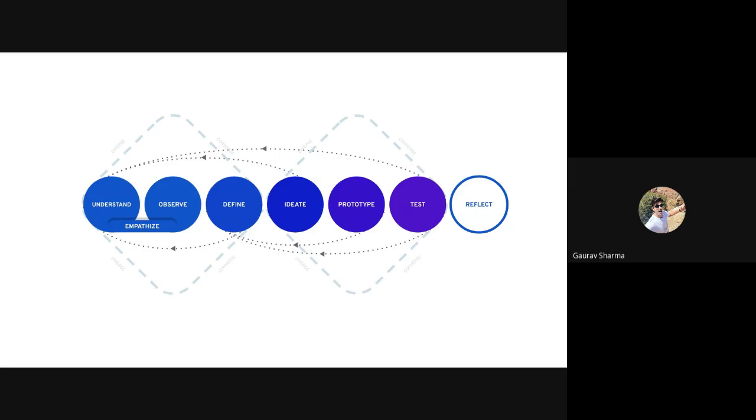There are inputs and outputs of understand, and inputs and outputs for observe as well as every other section. But I just wanted to call out that understand is a very critical piece here, right?